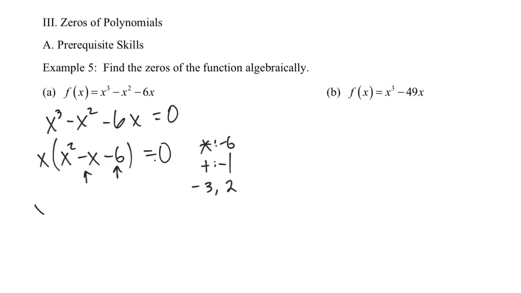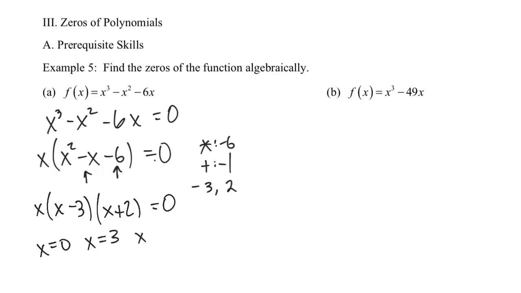And so I've got my parentheses that's going to factor into x minus 3 and x plus 2, and therefore I'm going to be able to find my 3 answers. Setting the first factor equal to 0 gives x equals 0, setting the second factor equal to 0 gives x equals 3, and setting the third factor equal to 0 gives x equals -2.